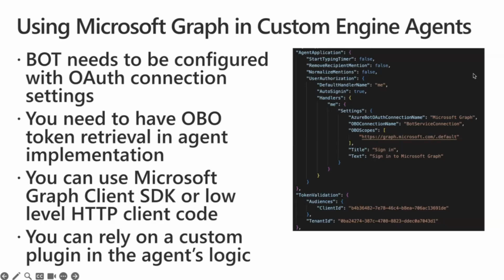So one main thing that you need to do whenever you create such a custom engine agent is to configure the behind the scenes of your agent to have the on behalf of, the OBO, token retrieval enabled. And you can rely on the Microsoft Graph Client SDK or your low-level HTTP client code to consume the Microsoft Graph endpoint and to send an email or to send a Teams message or, generally speaking, communicate with other users relying on Microsoft Graph.